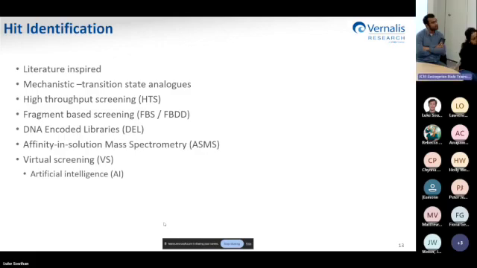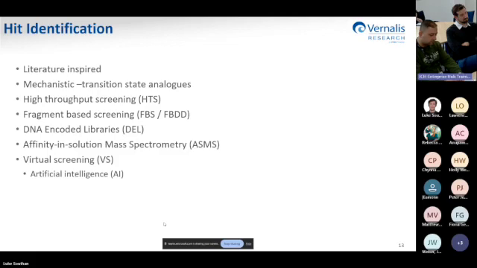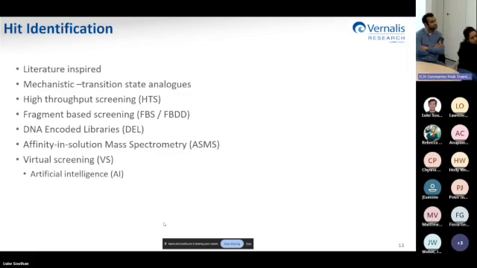Virtual screening, and especially AI virtual screening, is also incredibly popular, and a lot of money is being thrown at AI to try and generate hit matter, because the rest of the ways A don't work and B are very expensive.